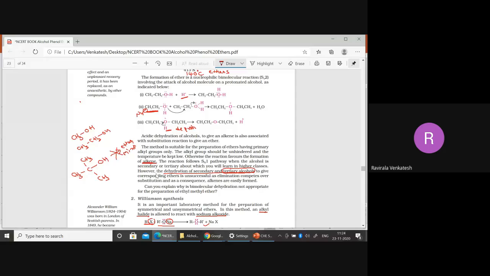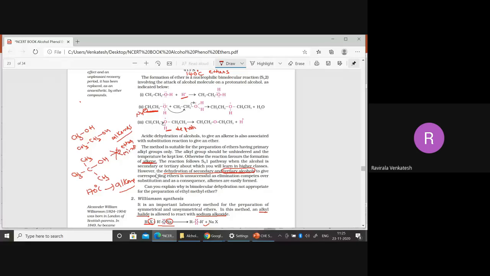Now what they are actually getting is an elimination reaction, alkenes are forming, at 170 degrees Celsius. At 170 degrees Celsius, what do we get here? Alkene. Understood? Very simple, I am saying.